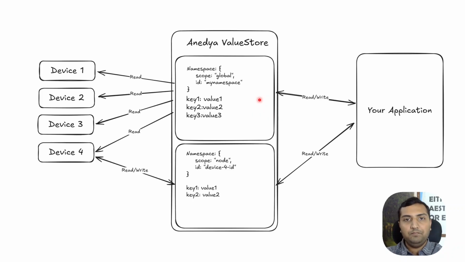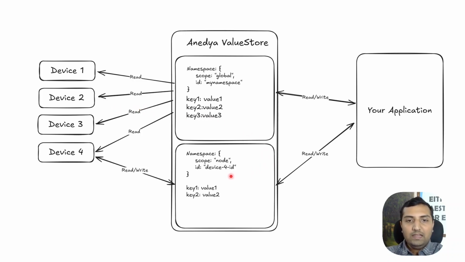Let's take an example. Let's suppose that I have 4 devices in my fleet and I am controlling them with my application. So in Anedya ValueStore, I will create two namespaces. The first namespace will have global scope, which will be accessible to all the devices. Whatever data I write into this namespace will be accessible by all the devices. They will be able to read the values, but they won't be able to modify anything.